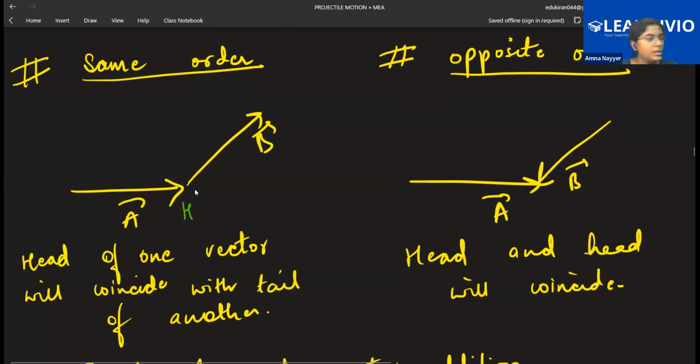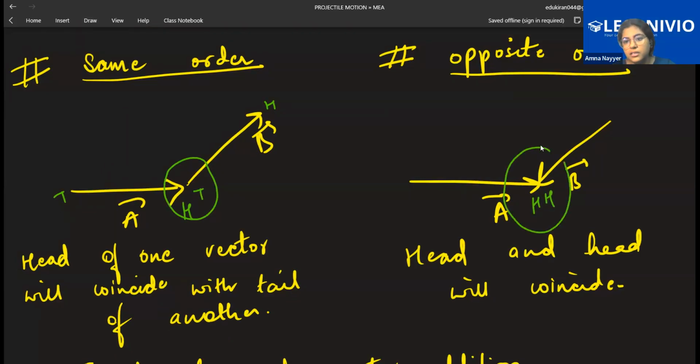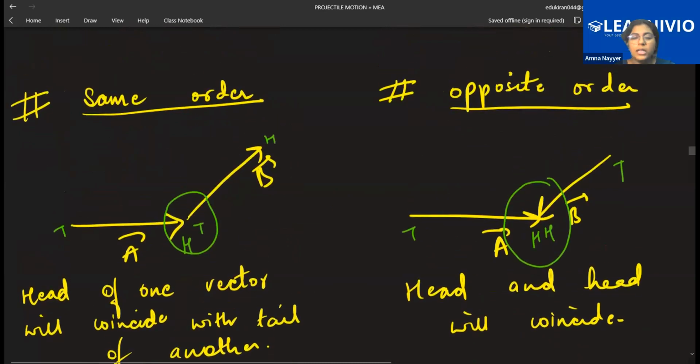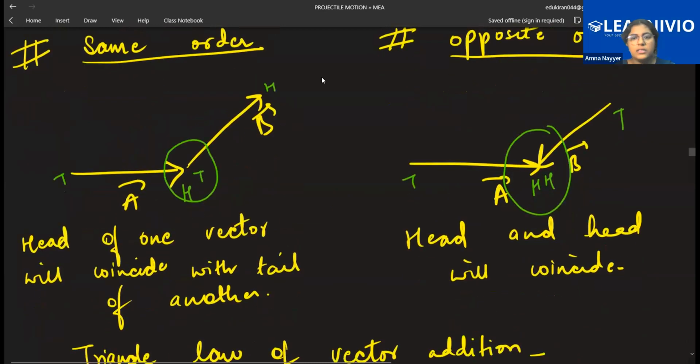When the head coincides with the tail of another, this is the head here, this is the tail. Head and tail coincide. This is called same order. And when head coincides with head, it is called vectors taken in opposite order. Just make a note point and write it down. We'll see triangle law and parallelogram, polygon law. Write it first. Make a note point and write it.